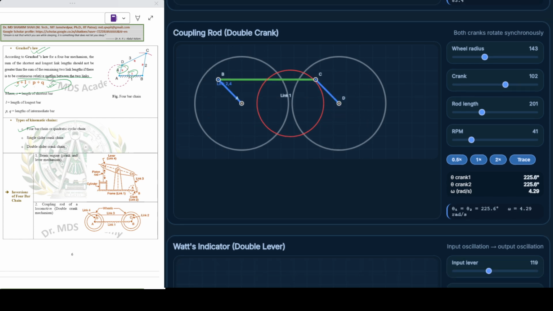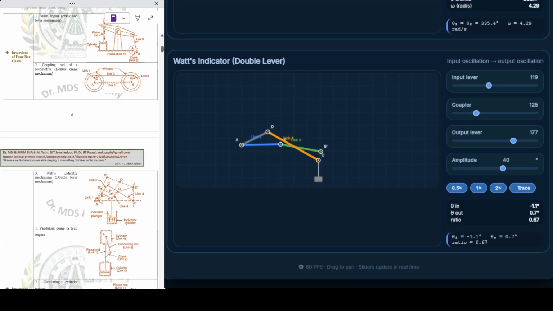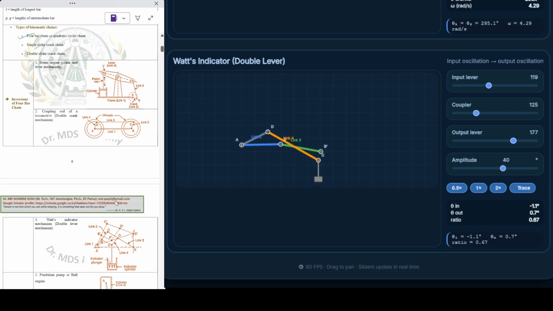Okay, now the third and last one is the Watt's indicator. This we had seen in the lecture. This piston is continuously doing up and down motion. See here, make the amplitude, meaning the piston is moving to and fro, up and down. What is this? Lever. The blue one is showing the lever length, so you can adjust the lever length. Okay, coupler is what?